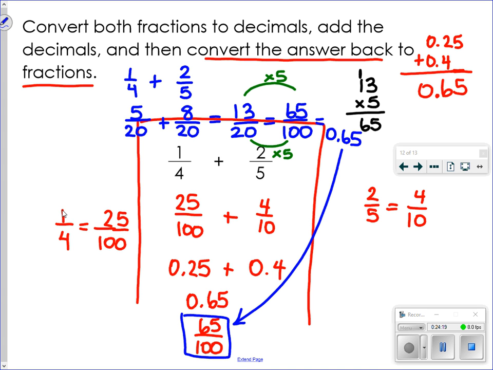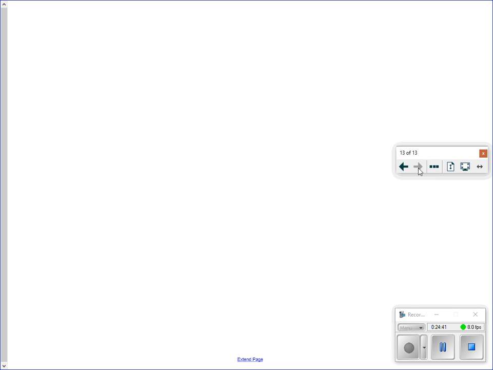Okay, so there are a few different ways that you can look at a question like this. You can convert it to decimals, add it together, and then convert it back into a fraction, or you can use what you know about equivalent fractions and adding fractions and get it that way as well. Okay, and that's the end of our lesson for today.